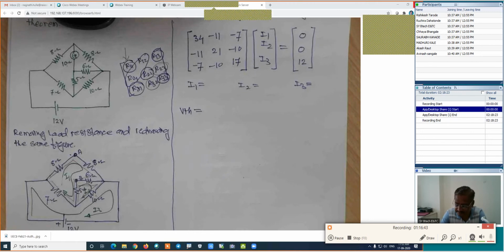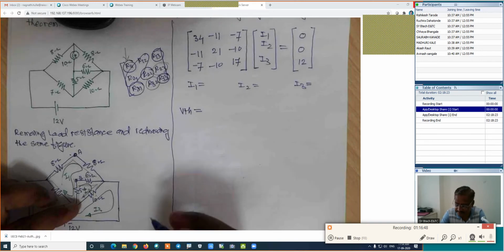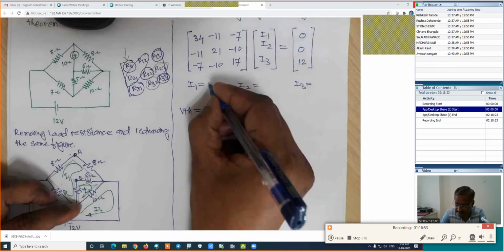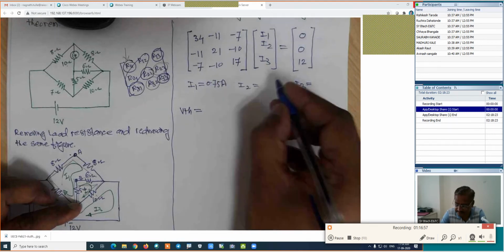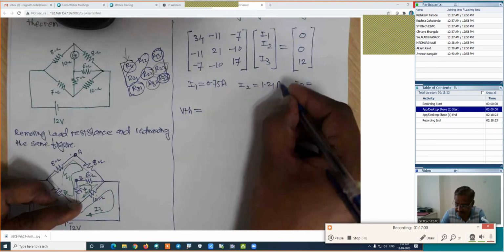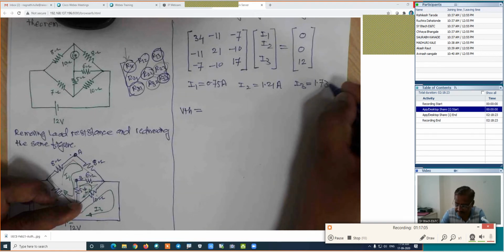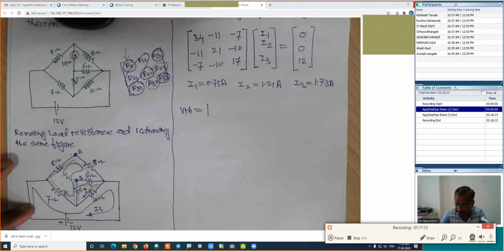Yes, Saurabh. I1 is 0.75 amperes. I2 is 1.21 amperes. I3 is 1.73 amperes. Is it right? If we know these values, then I'm interested in the calculation of the VTH. Look at it, use any path. I'm using this path.